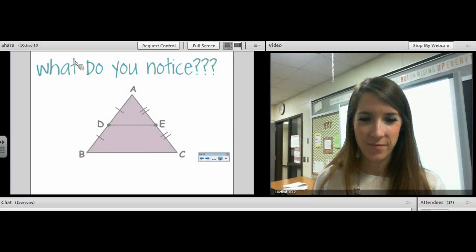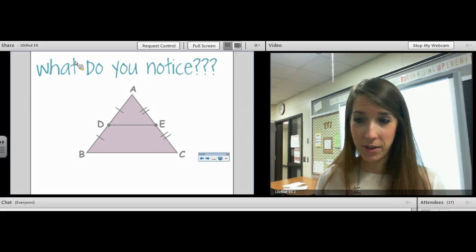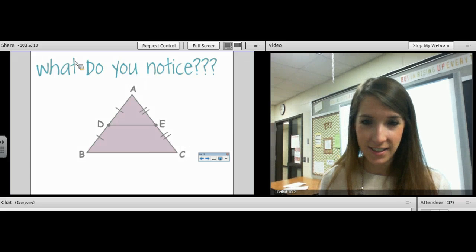What do you see? Yeji says she sees a midsegment, although we haven't learned what that word is yet. What segment is the midsegment?